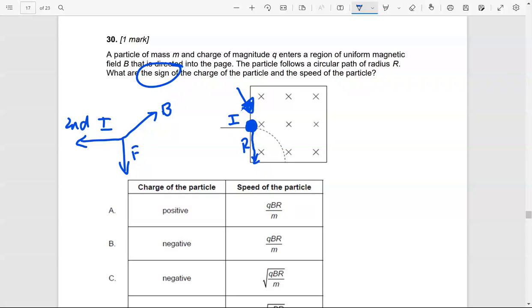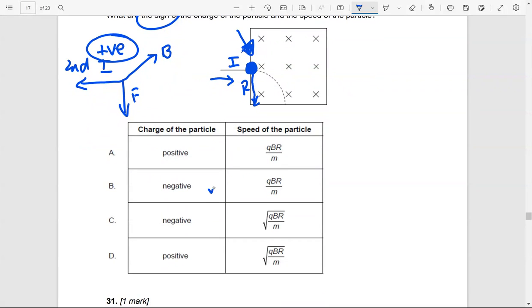Okay, so if it was a positive charge, it would be going right to left, to the left of the page. However, it's clearly going left to right. It's going in this direction, so it's the opposite of positive. It's a negative particle. So it's one of these.